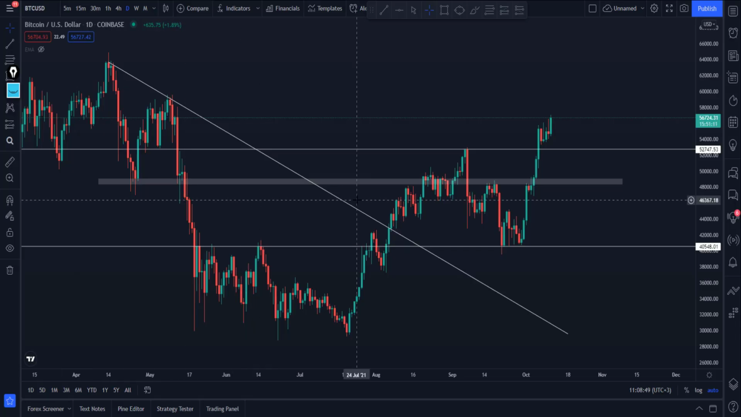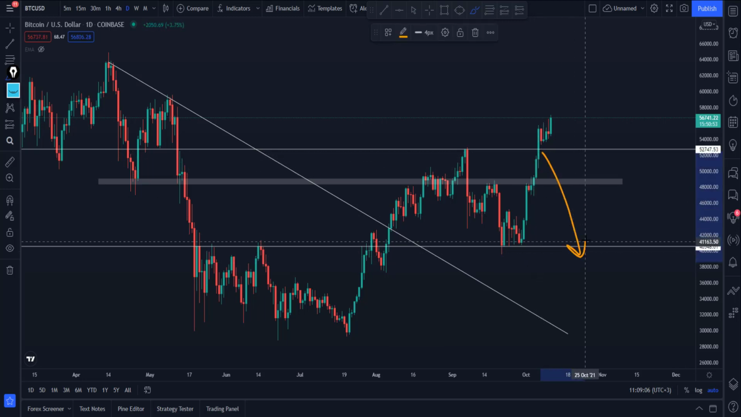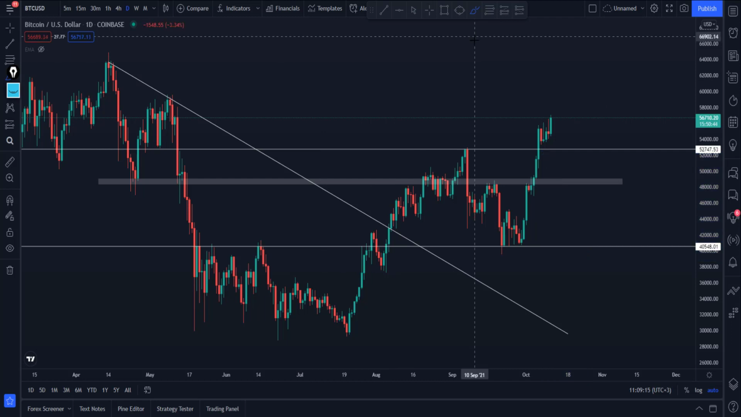Now what we see here on Bitcoin on a daily time frame is price breaking above this key level right here at 52,700. This is something that we talked about last week, and price was just about to test it, and there were two options. We're either going to see a push off or we're going to see a break above. So what happened here is we've got a break above.